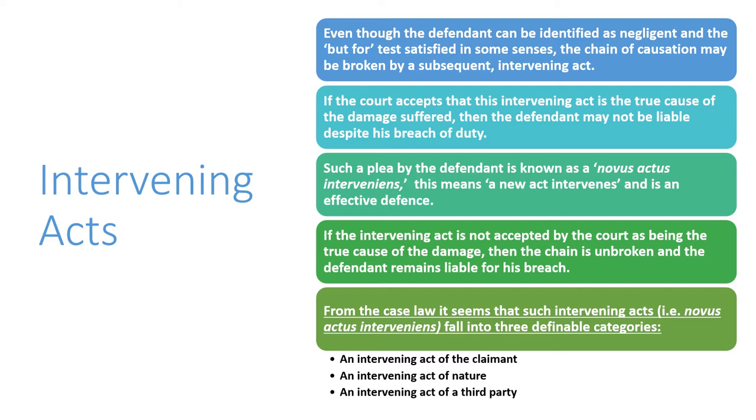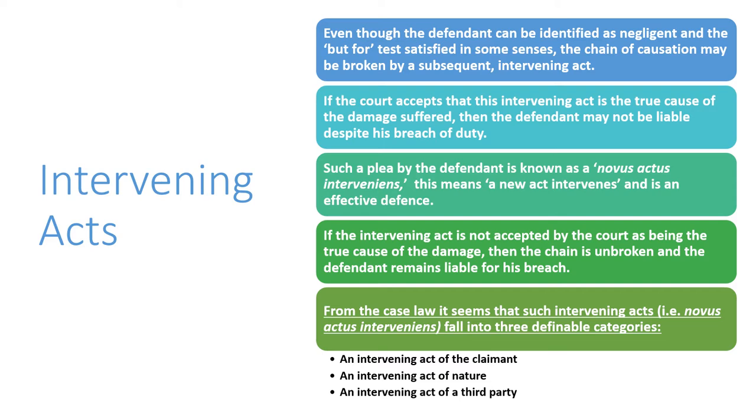Now, if the court accepts that this intervening act is the true cause of the damage suffered, then the defendant may not be liable despite his breach of duty and the duty of care owed. Such a plea by the defendant is known as a new act intervened, or novus actus interveniens, and is an effective defence. Now, if the intervening act is not accepted by the court as being the true cause of the damage, then the chain is unbroken and the defendant remains liable.